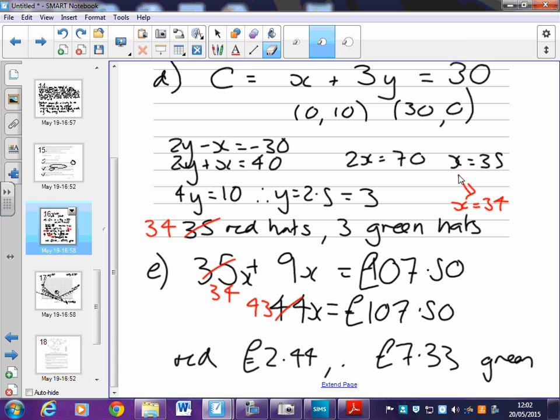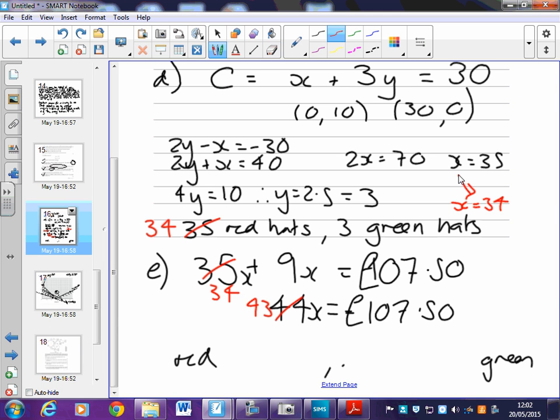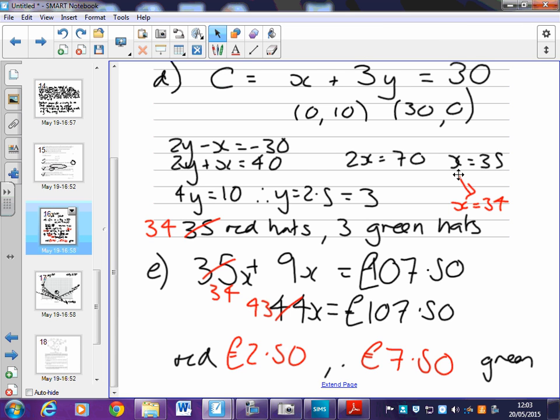And then that just changes my prices slightly, because I want £107.50 divided by 43 now, which gives me £2.50 for a red hat, so that should be £2.50, and that should then be £7.50, because it is 3 times as much. Apologies that I did miss that, I would have lost a couple of marks in the exam there, so never mind.